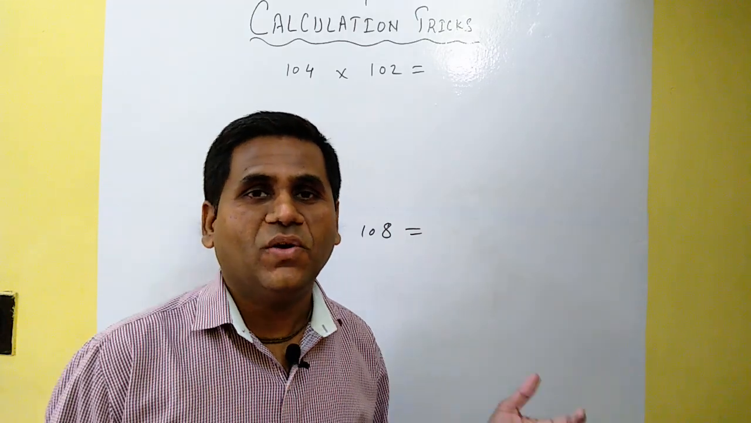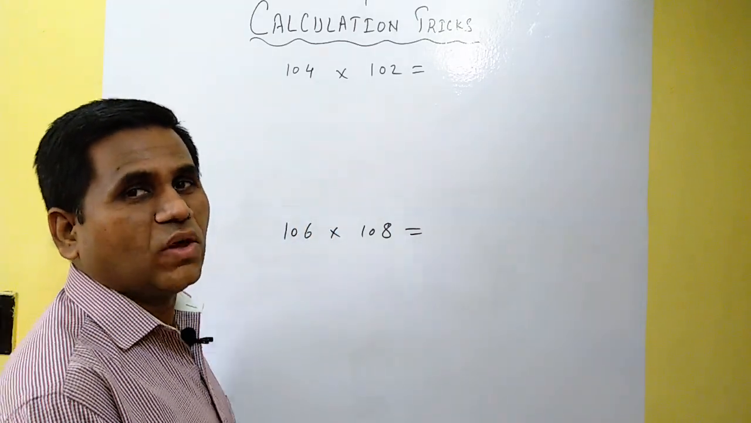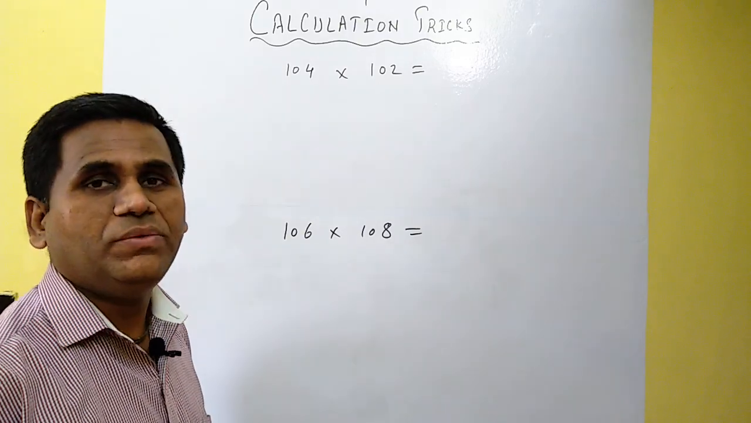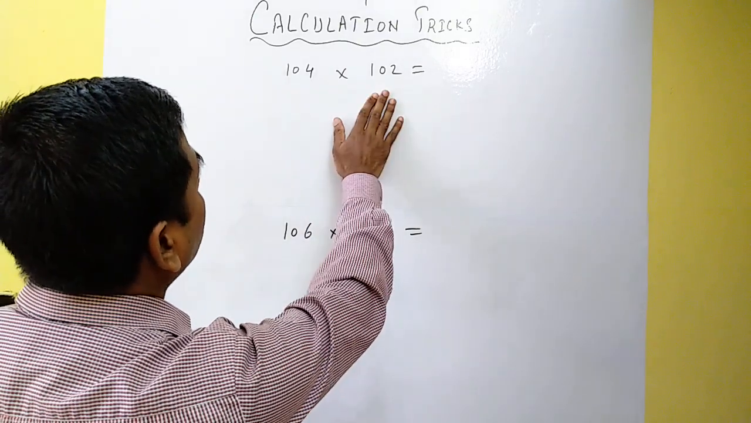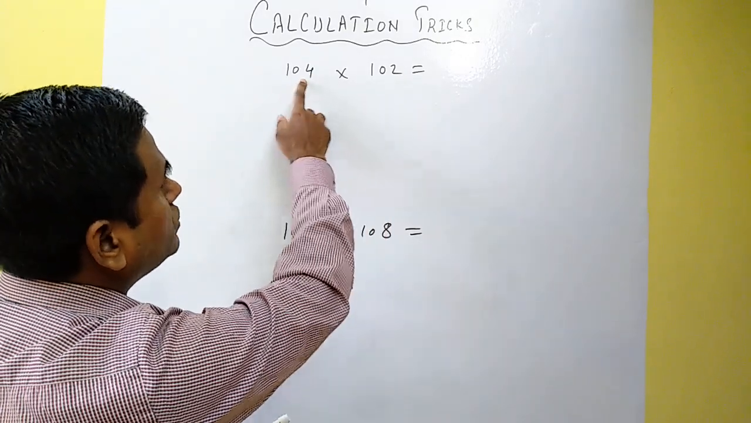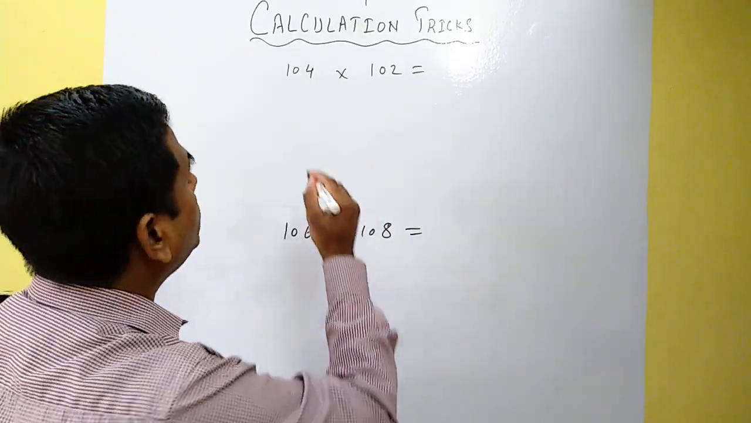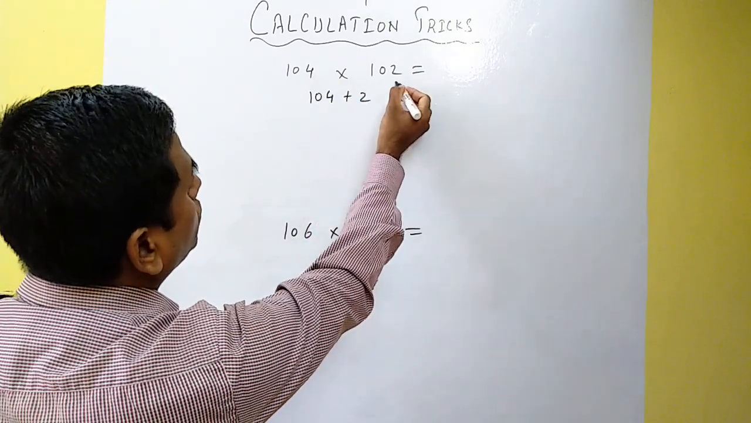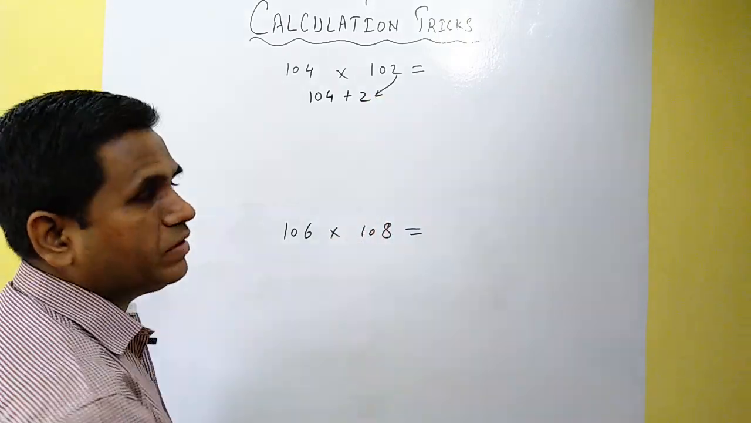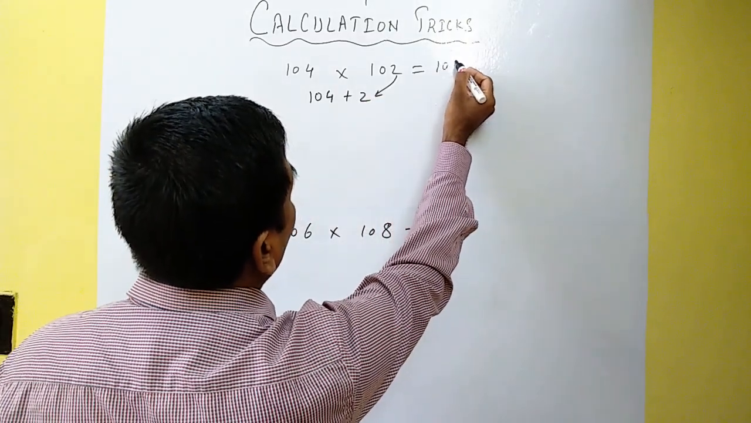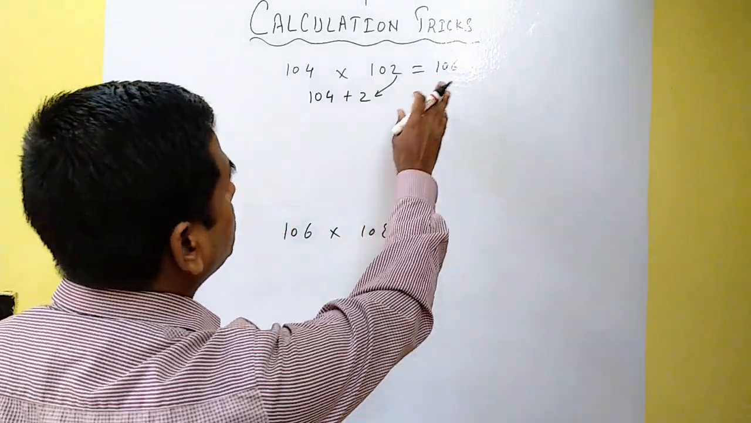So friends, using our second trick, we are going to solve these big multiplications in a fraction of seconds. Let us see how I am going to solve. The first one I will be doing very slowly and explain to you, the second one we will do faster. For these numbers, wherever the first two digits are 10, you write 104 plus 2. We have to bring this number over here. So this will give us the result 106. We can write it over there.